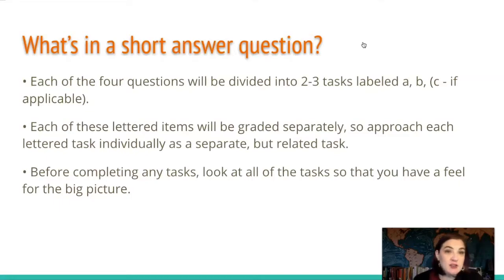You guys are going to have to answer 4 questions that are going to be divided into 2 to 3 separate tasks that will be labeled A, B, and C. And each part of your response is going to be graded separately. So it's very important that you label each part of your response A, B, and C, so that way you can get partial credit. And before you actually start writing, I recommend that you read all of the question just to make sure that you are going in the right direction, because there is a big picture to all of these questions.